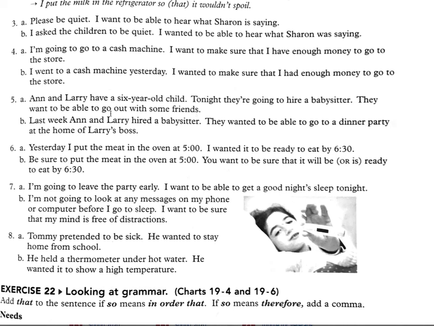Or, I'm sorry, let me do that again. Anne and Larry have a 6-year-old child. Tonight they're going to hire a babysitter so they can go out with some friends. Not can be able to, okay? They can go out with some friends.